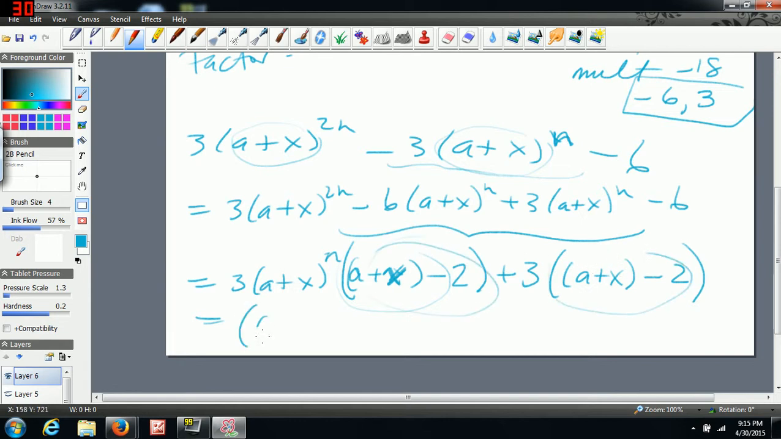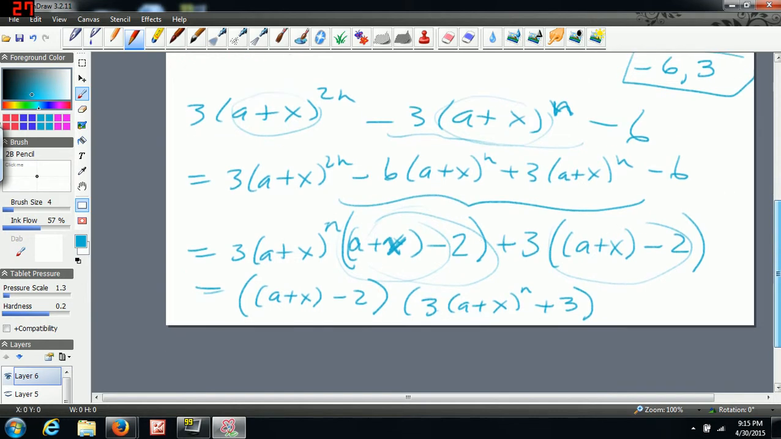So that becomes a plus x minus 2, and then this part here is going to be 3a plus x to the n plus 3. Okay, so we got that part. And we can go a little bit further with that.